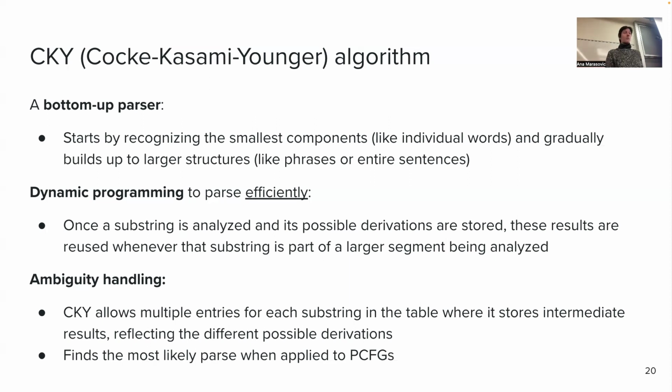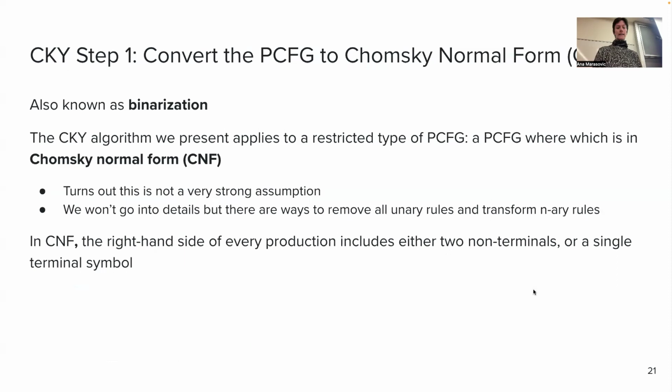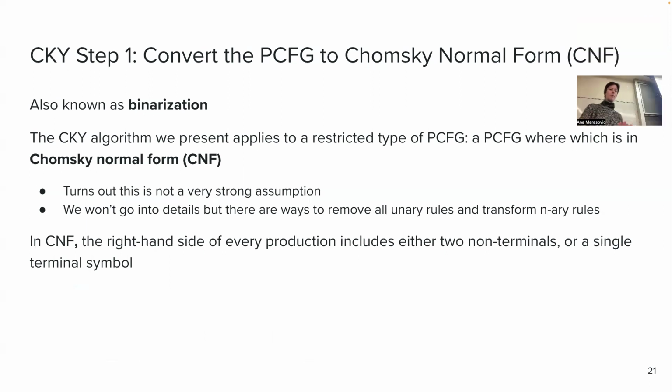Okay, I'm going to explain it through an example. But before that, the first step in our CKY is going to be something scary sounding: to convert the PCFG to Chomsky normal form, or CNF. This is also known as binarization.